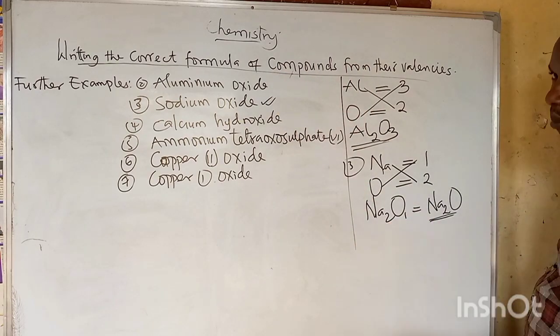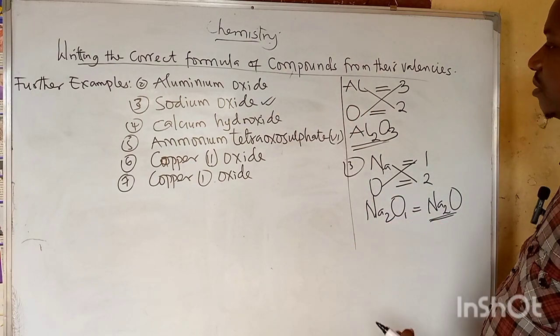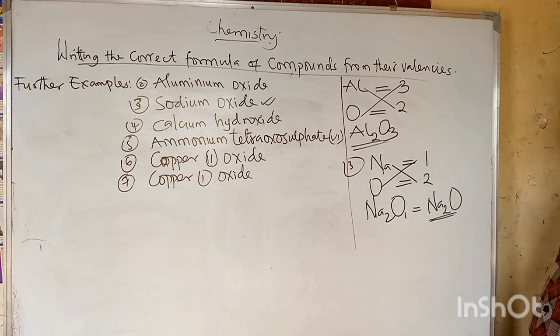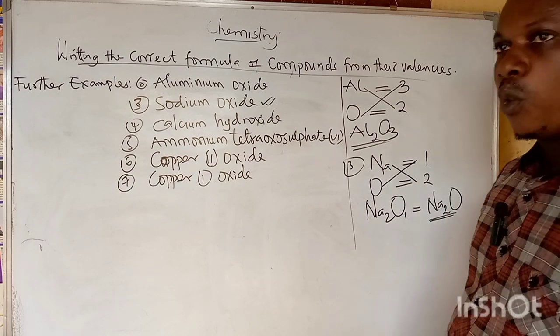Sometimes you'll be wondering, how are you putting 2? Where did you get the 2 from? It is actually from the valency of oxygen. They must exchange their valency in order to write the correct formula.